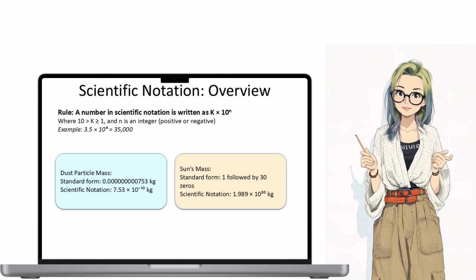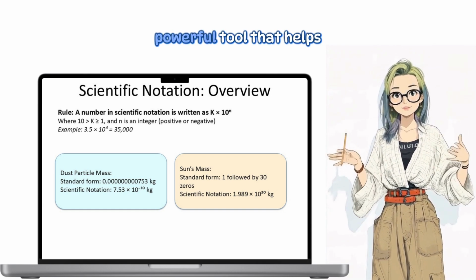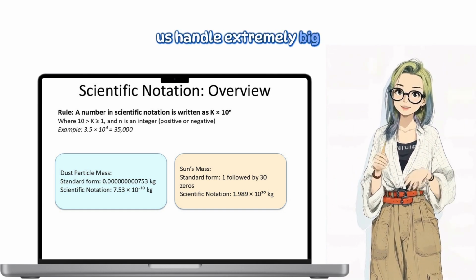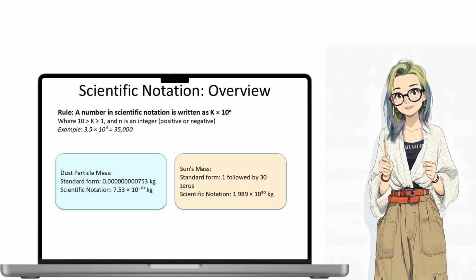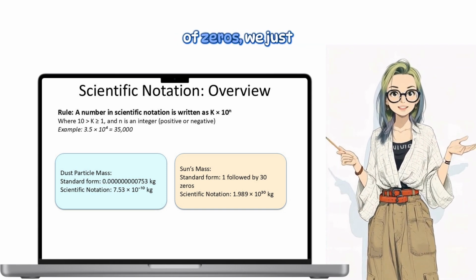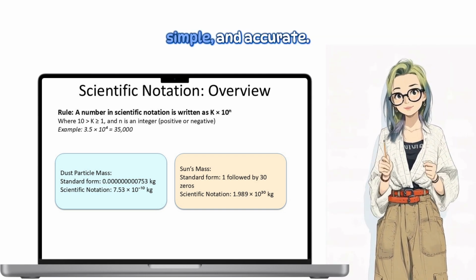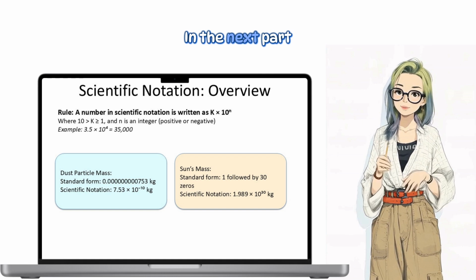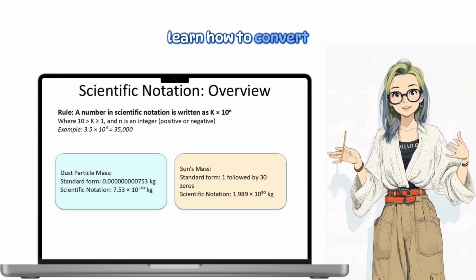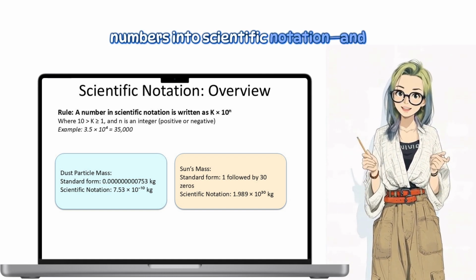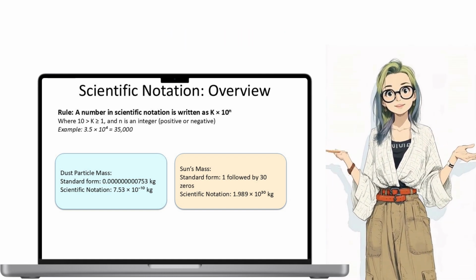So to wrap up, scientific notation is a powerful tool that helps us handle extremely big or small numbers with ease. Instead of writing a number with a ton of zeros, we just use powers of 10 to keep things clean, simple, and accurate. In the next part of the lesson, we'll learn how to convert numbers into scientific notation and how to convert them back. Let's get started.